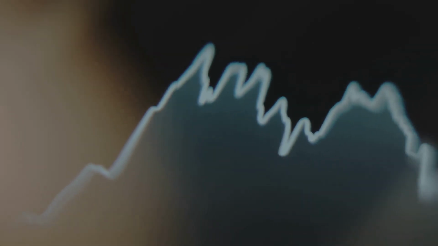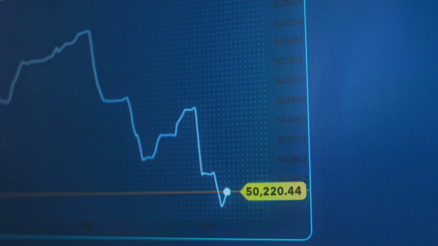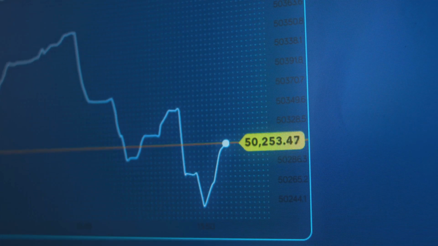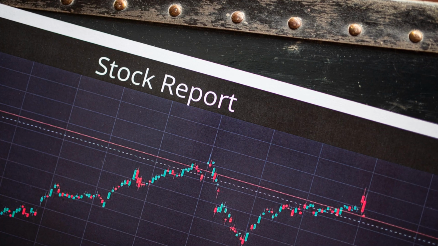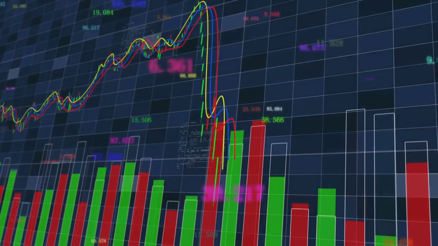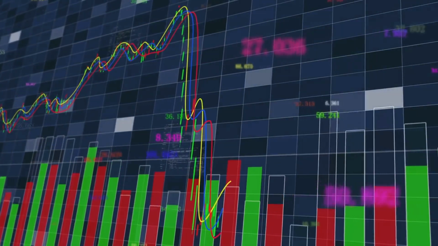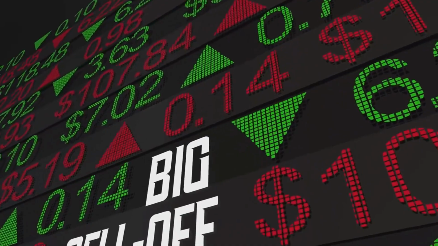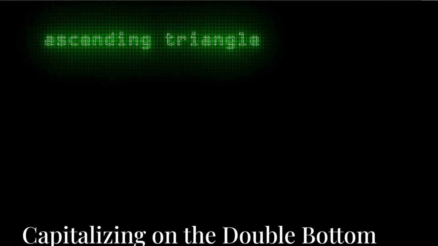The key here is the neckline, a support level connecting the lows between the two tops. When the price breaks below this neckline with conviction, it's a strong signal that the bears are in control. Now don't confuse this with a simple pullback. In a double top pattern, the second peak often forms with weaker volume, indicating waning bullish momentum. This is a telltale sign that the sellers are gaining strength and preparing to take over.